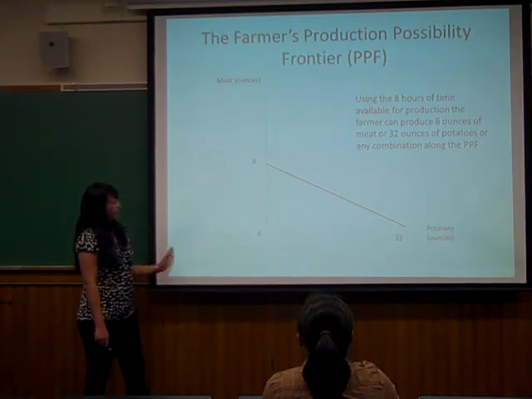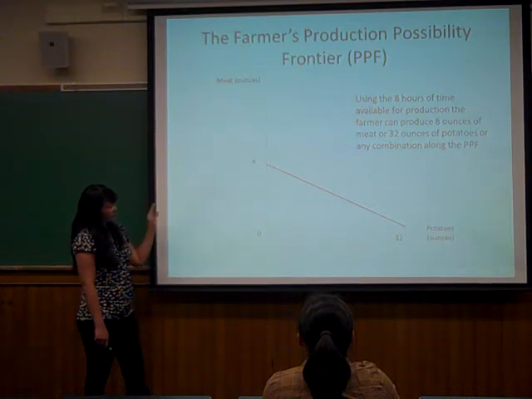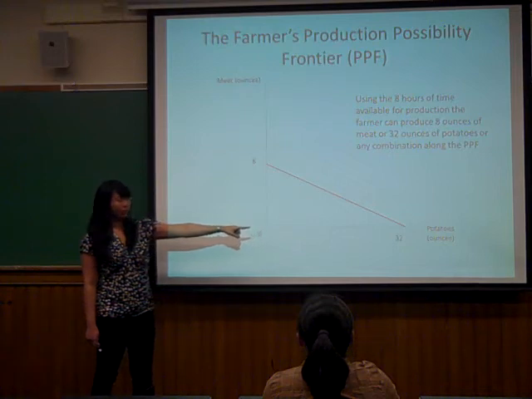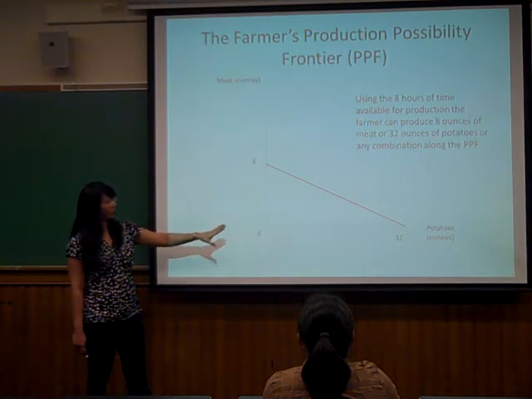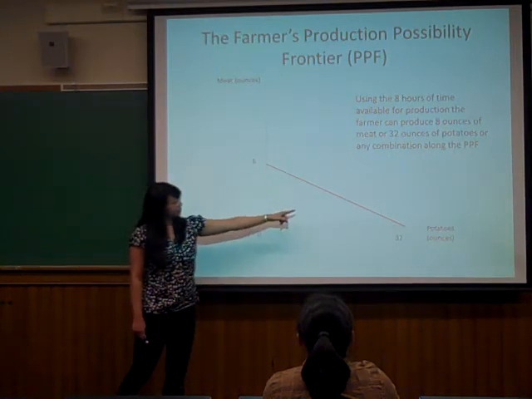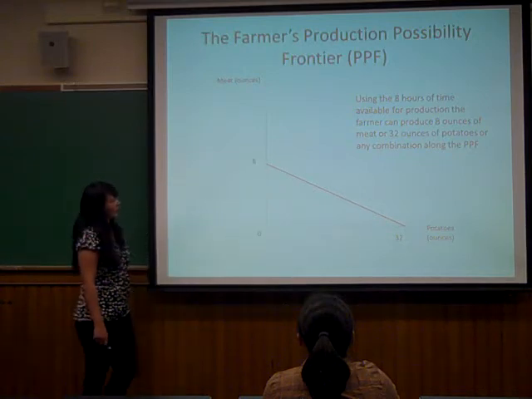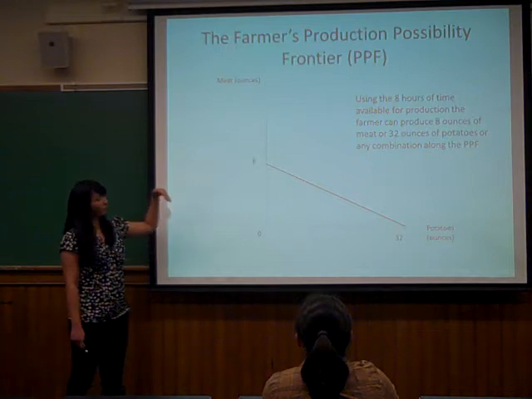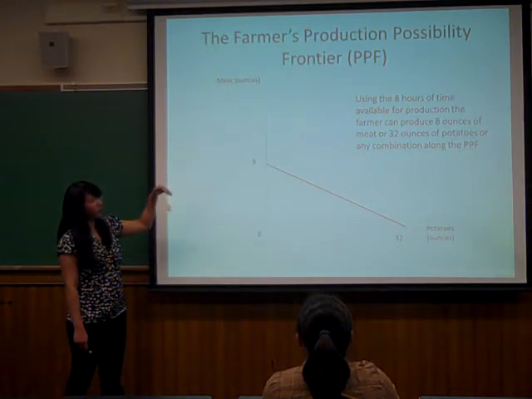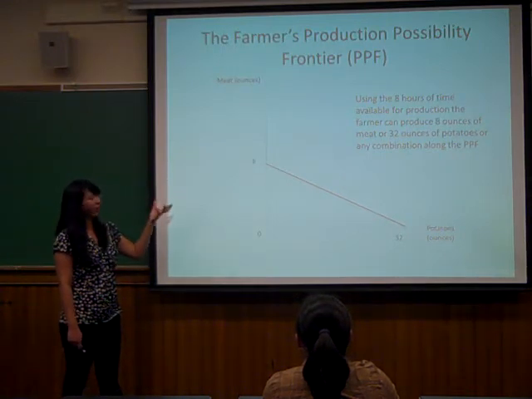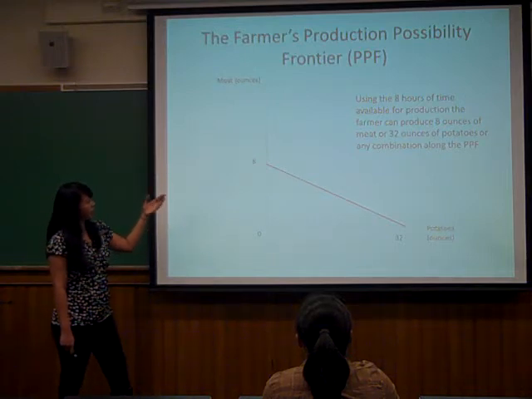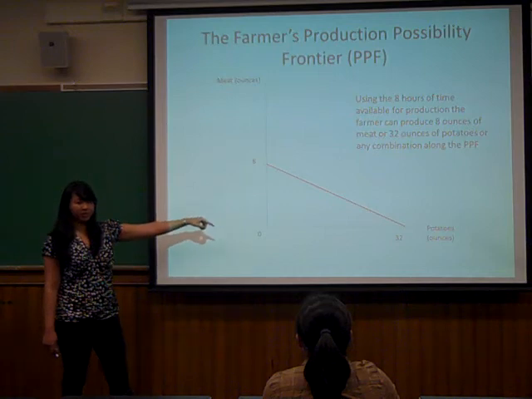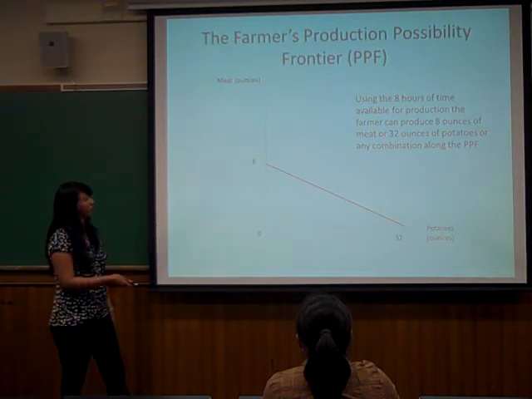If the farmer allocates all 8 hours to potatoes, we know that the farmer can produce 32 ounces of potatoes. We calculated that before. So this line is called the PPF, which shows the maximum amount of production using the resources the farmer has. So the farmer can produce either at 8 or 32 or any other combination along the PPF curve.